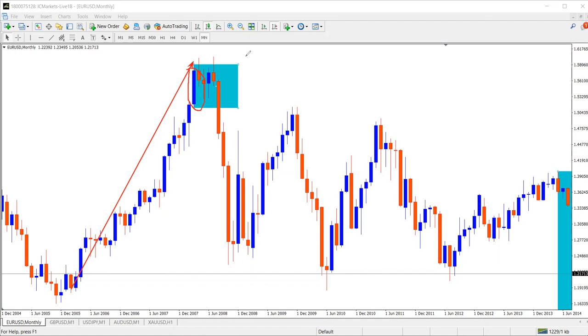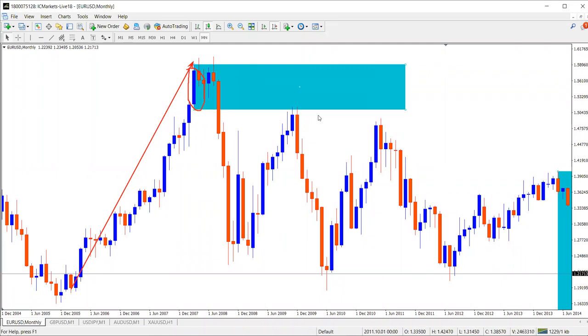So definitely you can see that price retraced. Price came back and retested the exact zone. Can you see that? It came back and retested the lows here.